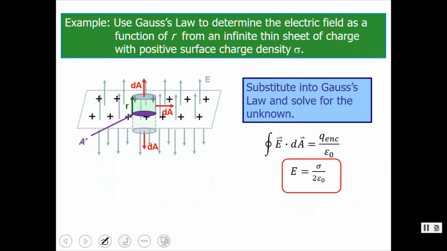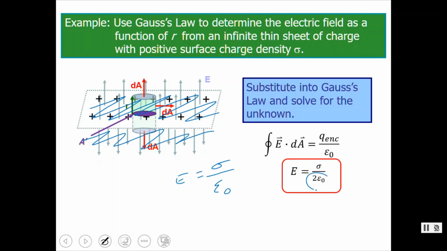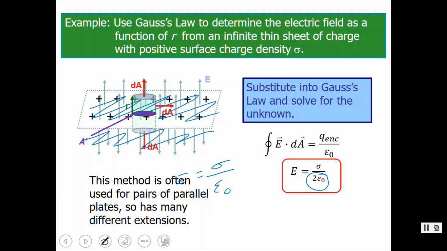We said that for a particular surface of a conductor, the electric field is going to be sigma over E naught. But because this has both a top and a bottom, that electric field actually has to be divided between the two surfaces. That's why the 2 is down there: the overall field strength is divided between the top and the bottom.